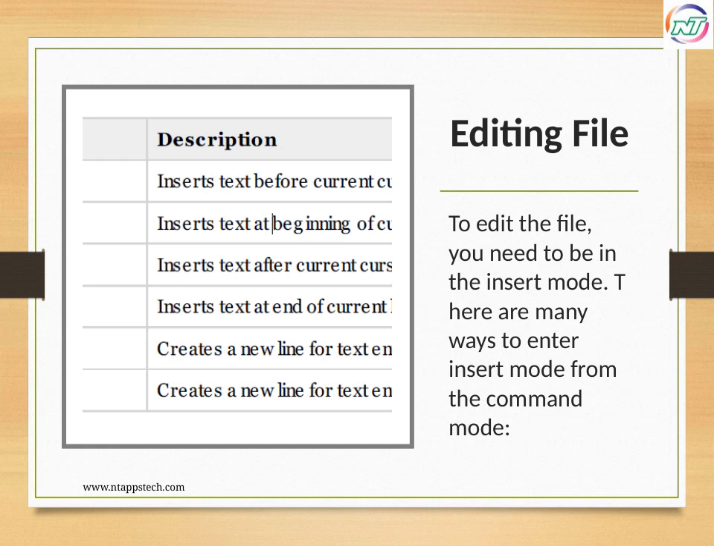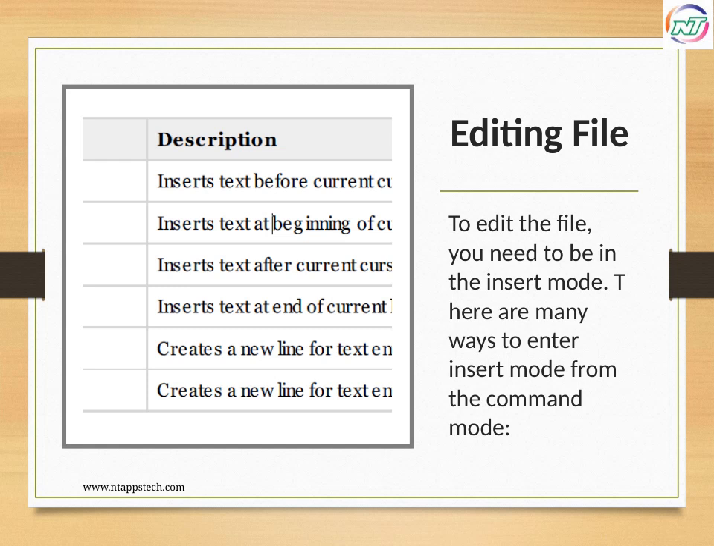To edit a file in VI, you first need to switch from command mode to insert mode, because only then can you add or change text. There are several commands to enter insert mode depending on where you want to start typing. For example, pressing i lets you insert text right before the cursor's current position. If you want to add text at the very beginning of a line, use capital I.